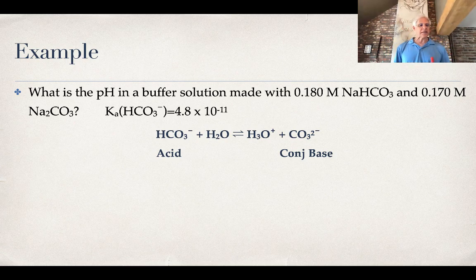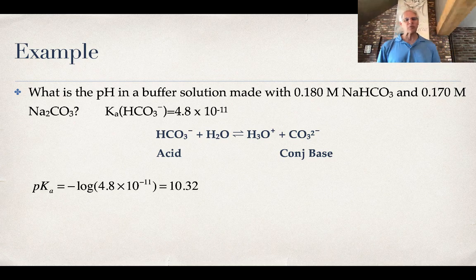And so here's our equilibrium. We've got our acid, the HCO3 minus, the bicarbonate ion, plus water. The bicarbonate is going to lose its H plus to water and form H3O plus. And then what's left over from the bicarbonate is the carbonate ion, CO3 2 minus, as the conjugate base. So we can set up our Henderson-Hasselbalch equation. We're given the Ka for our parent acid, HCO3 minus. We take the negative log of 4.8 times 10 to the minus 11, and we get 10.32. So we need that pKa.